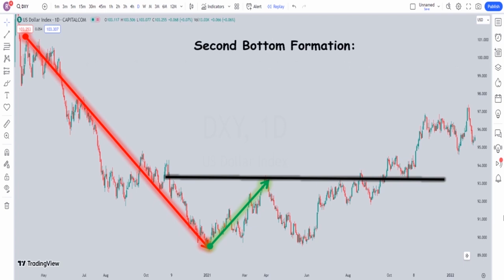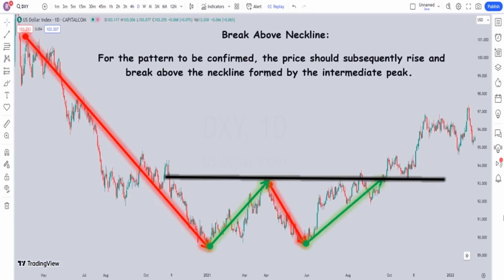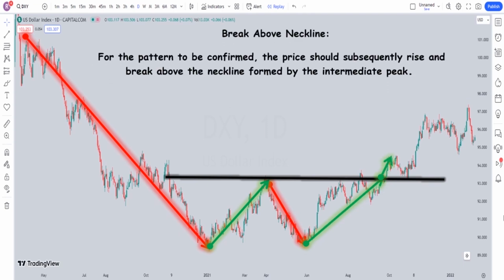4. Second bottom formation. After the rebound, the price drops again to form a second bottom. This should be roughly at the same price level as the first, indicating a strong support level. 5. Break above neckline. For the pattern to be confirmed, the price should subsequently rise and break above the neckline formed by the intermediate peak.